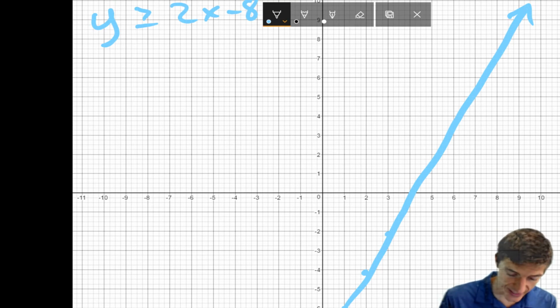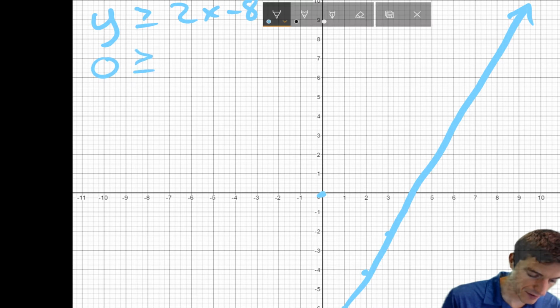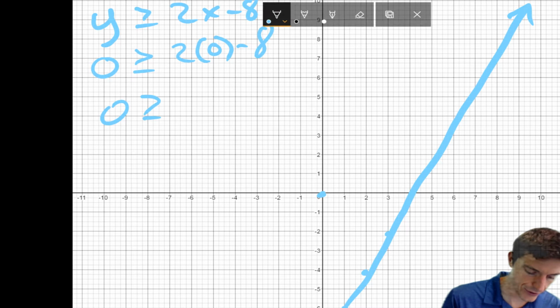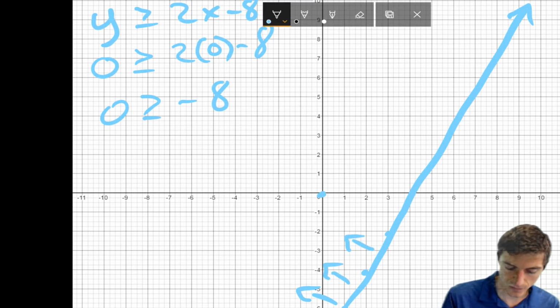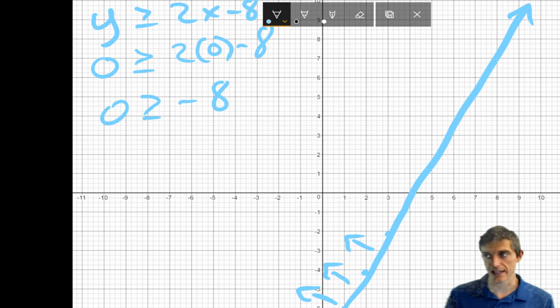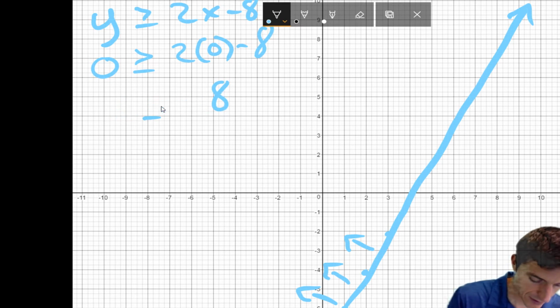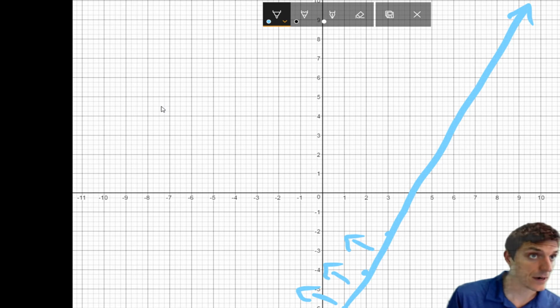I need to figure out which side I shade on, so I'm going to check that point 0, 0. So 0 greater than 2 times 0 minus 8. So 0 greater than or equal to negative 8. Yes, it is. So I know that for this line, I'm going to shade this direction. I'm not going to do all the shading right now because it's going to get pretty ugly looking. Instead, I'm going to go on to the next line and graph that first.